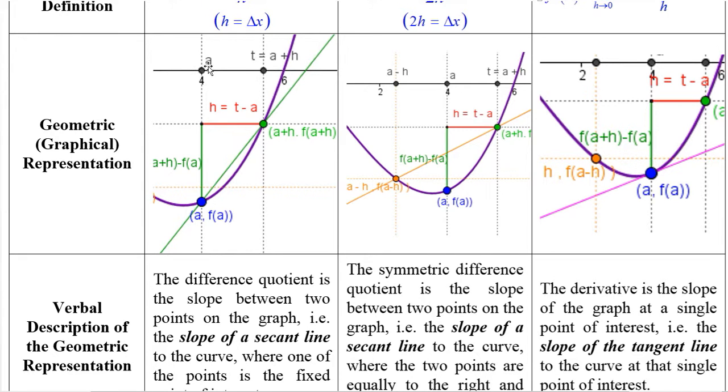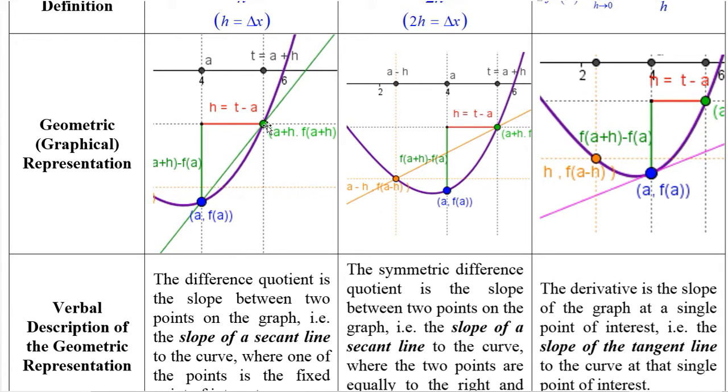Then we move over some distance h, so this red length right here is h. Here I've made h positive, and we go to a new point, a plus h, a nearby point, and find f of that. So a plus h is a new x value, then f of a plus h is that new y value, so it's this vertical distance here, or this y coordinate, with the appropriate sign, of course.